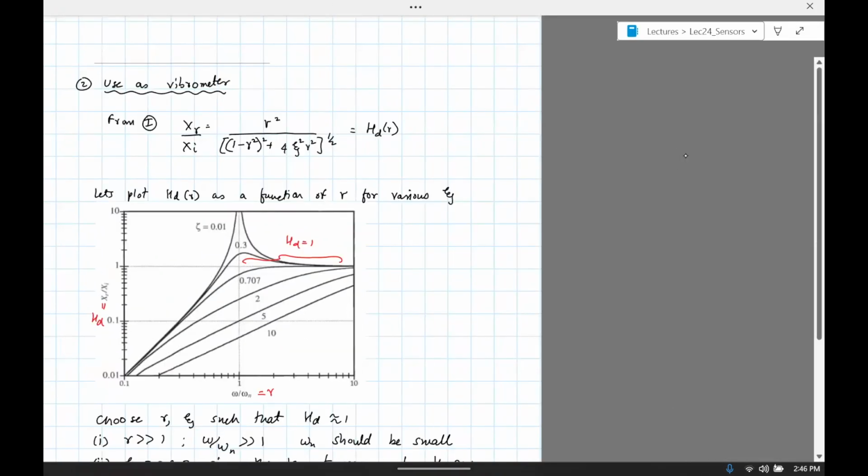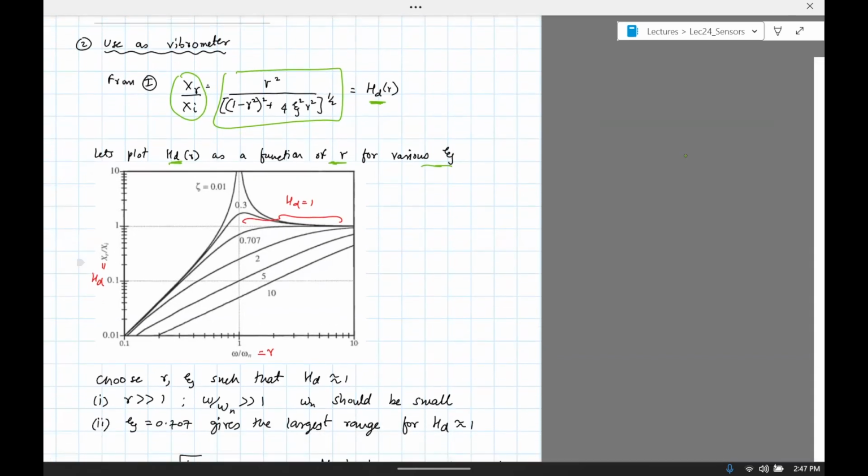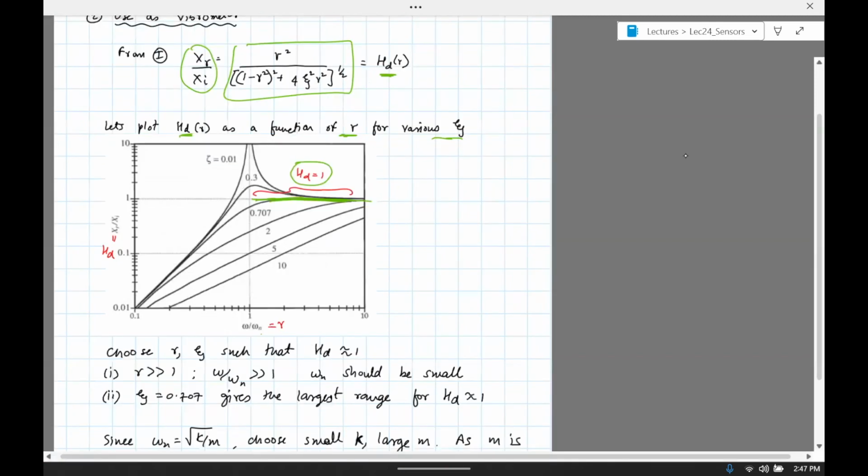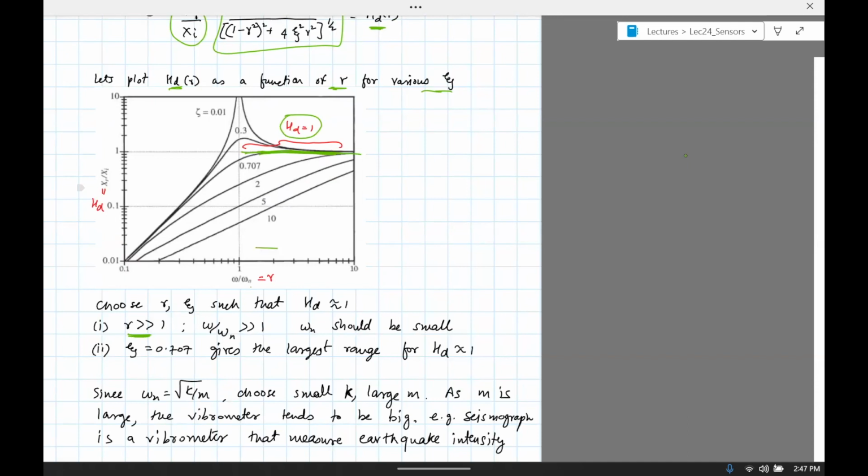Now we also have to use the vibrometer. For the vibrometer, we look at the same ratio again, but now we call this whole thing HD. We can make a plot of HD as a function of R for various psi, just like before. This is what the plot looks like. We zoom in on the place where HD is close to 1. That happens when omega divided by omega n is greater than 1. So R is much greater than 1 in this range. Omega divided by omega n is much greater than 1, which means that omega n should be small. By making omega n small, you get R much greater than 1.